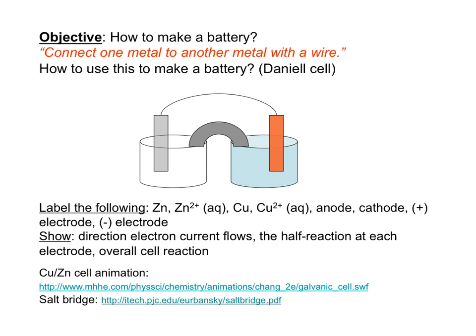So let's make a battery, in this case a zinc copper battery, and let's see how it works. Now we have two electrodes, a salt bridge, and two containers which contain the metal ion solutions. So stop the video and label the following items and show the direction the current flows, the half reactions, and the overall reaction. Here are the answers.